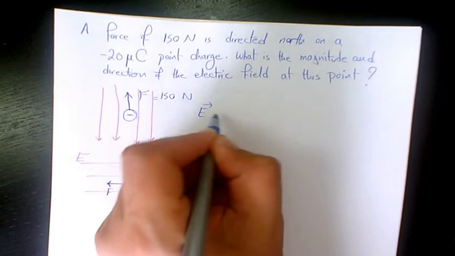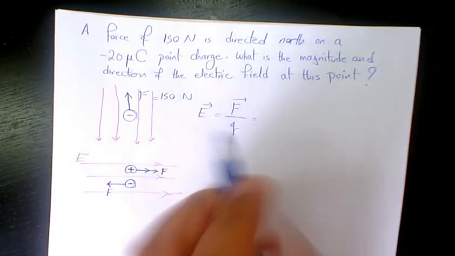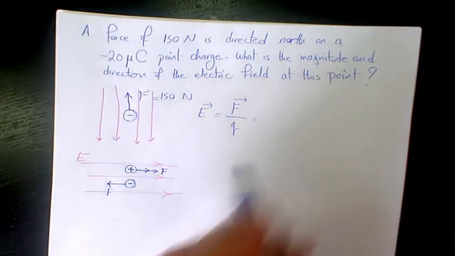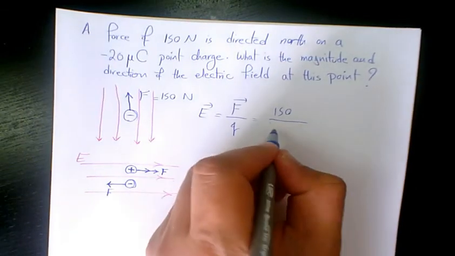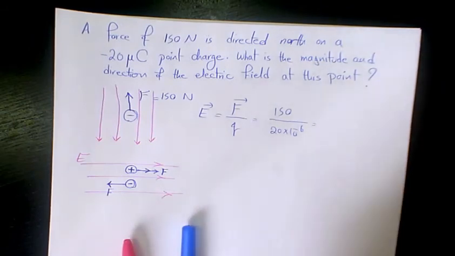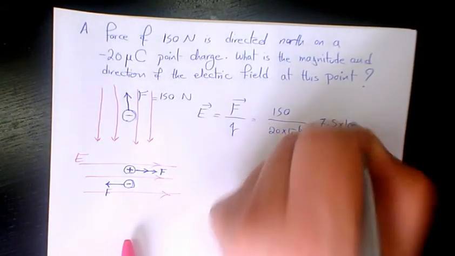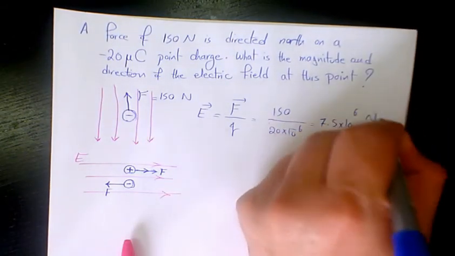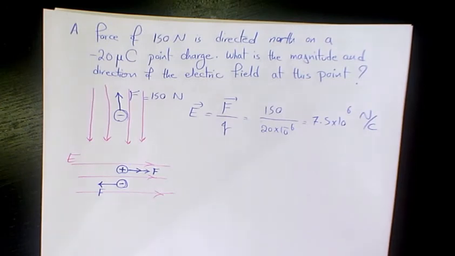Electric field, as we said earlier, equals force divided by the charge of the particle. So it's 150 Newton divided by Q, which is 20 times 10 to the power of negative 6. That's going to be 7.5 times 10 to the power of 6 Newton per coulomb. So that's going to be the magnitude of the electric field.